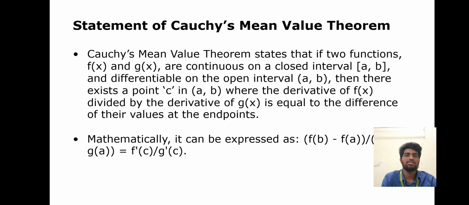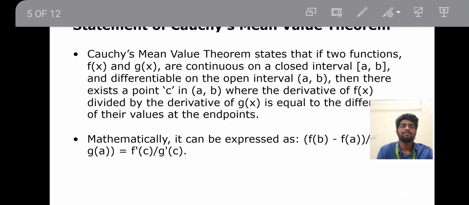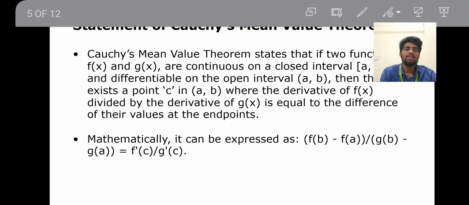Statement of Cauchy's mean value theorem. Cauchy's mean value theorem states that if two functions f of x and g of x are continuous on a closed interval a comma b and differentiable on the open interval a comma b, then there exists a point c in a comma b where the derivative of f of x divided by the derivative of g of x is equal to the difference of their values at the endpoints. Mathematically, it is expressed as f of b minus f of a by g of b minus g of a equal to f dash of c by g dash of c.